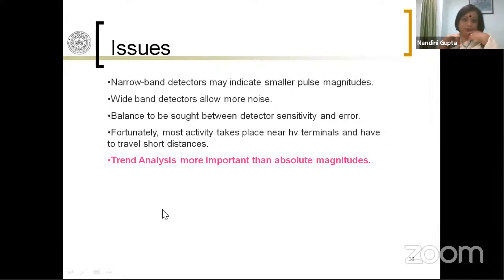So to conclude, you have several issues. Narrow band detectors may indicate smaller pulse magnitude because you are measuring at a frequency where the energy content is low. So go for a wide band detector. If you go for a wide band detector, you're probably going to allow more noise. So it is very difficult to figure out what will work and what may not work. And that is why I have always mentioned that trend analysis is more important than absolute magnitude. No matter whatever problems you're facing, if you see a sudden change in the trend, in the PD pattern, a gross change, it definitely means something is going on.